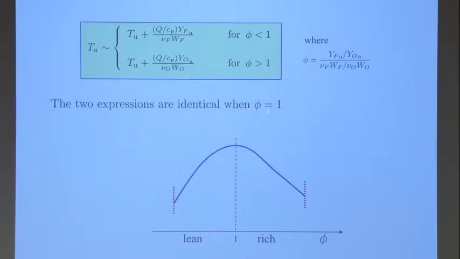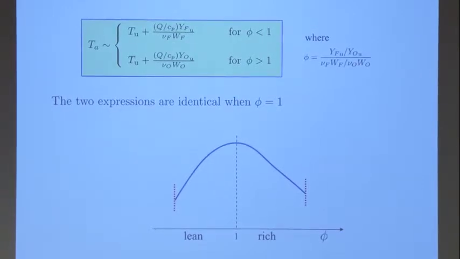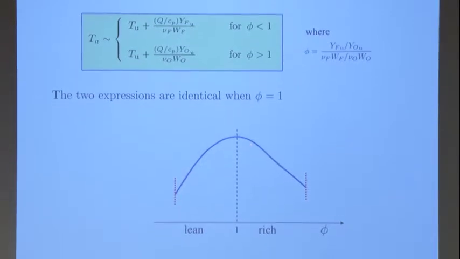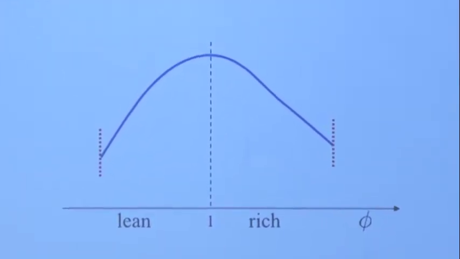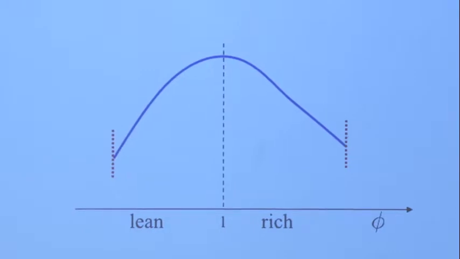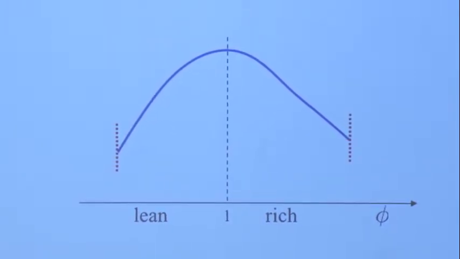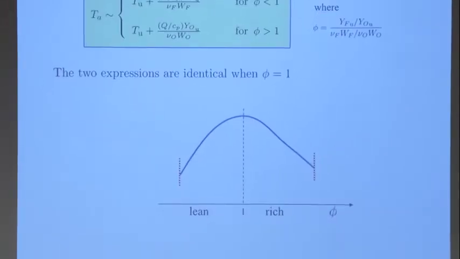As I said, the two expressions are identical when phi is equal to 1, and typically this is what adiabatic temperature will look like. This expression will peak exactly at stoichiometry, but when you have dissociation, it can be shifted a little bit. So it peaks near stoichiometry, and then it drops when the mixture is lean or when the mixture is rich. And those red lines are essentially the flammability limits. At some point, the mixture is no longer flammable, and then there is no combustion. So this was a quick run into some of these terms: adiabatic temperature, equivalence ratio, and so on.